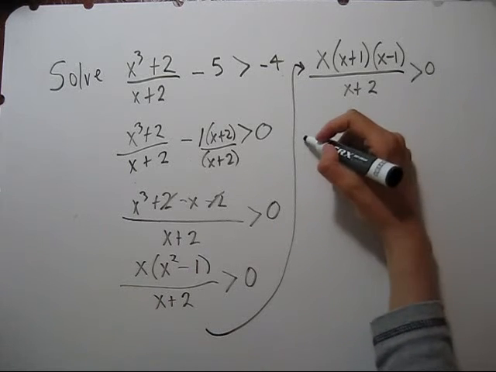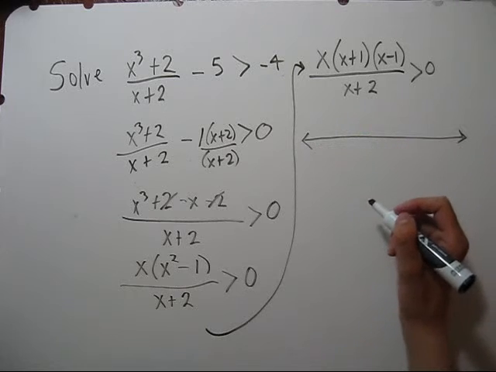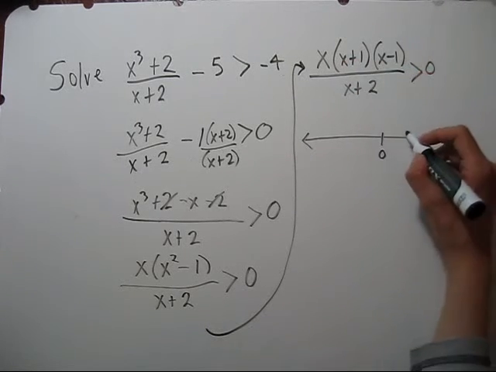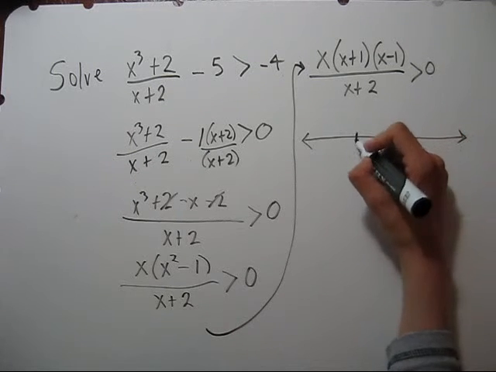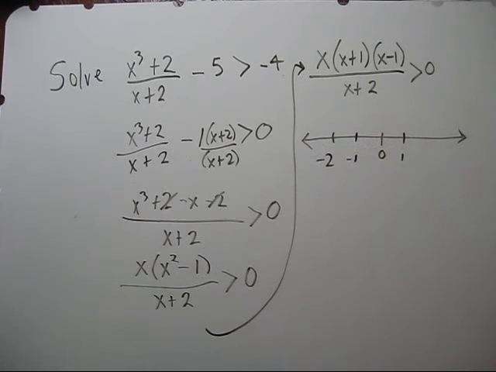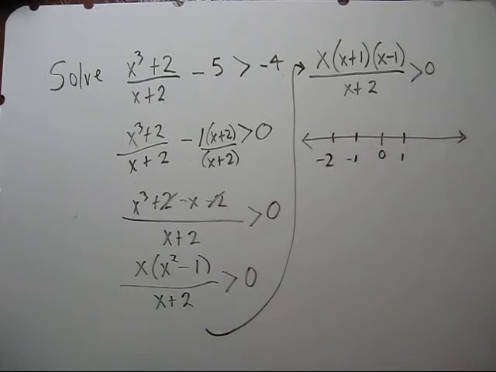Next we draw a number line and put on it the numbers that make each factor 0. This gives us a 0, 1, and a negative 1. This one is a negative 2. Now we need a starting point to determine the sign. You could plug in any of the numbers that are in between the ones plotted on the number line. All we need to know is the sign though.